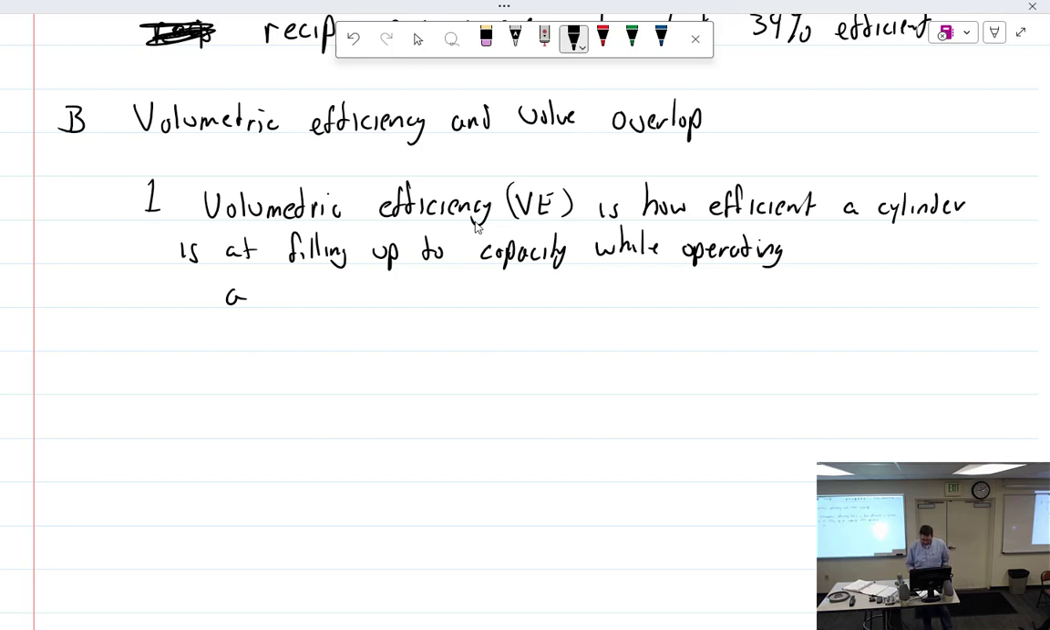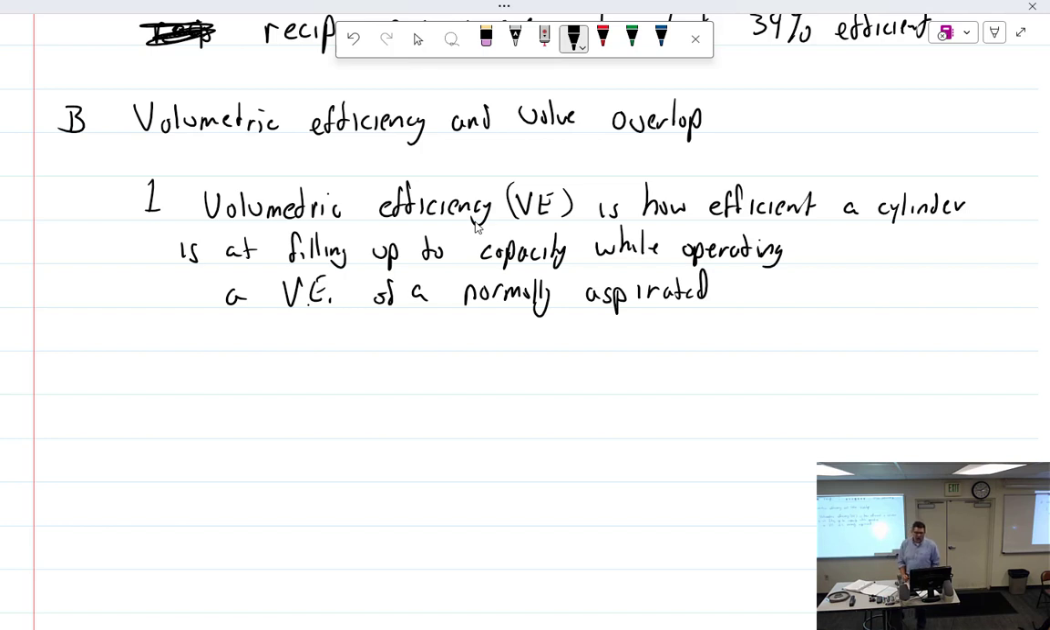So anyway, volumetric efficiency, VE, of a normally aspirated engine. And what does normally aspirated mean? Not turbocharged. Not forced induction. Not forced induction is a good way of saying it, covers everything. You're not forcing the air into it. The air is only coming in naturally by the piston coming down.